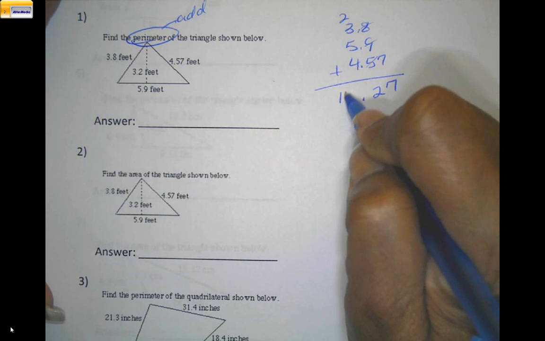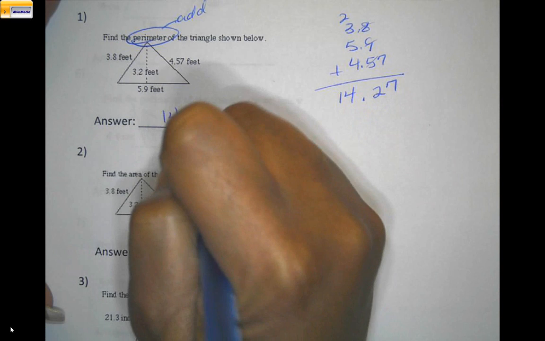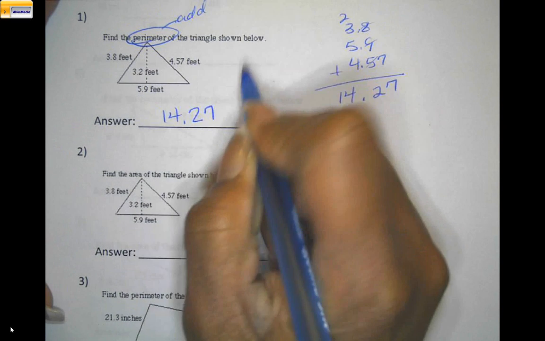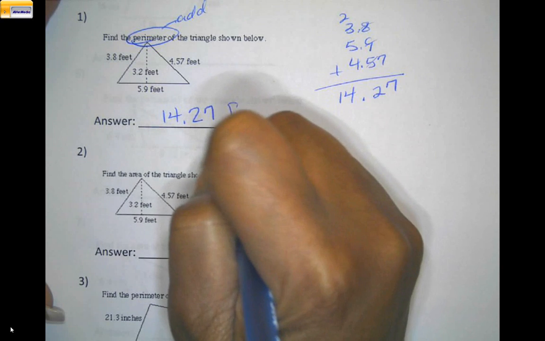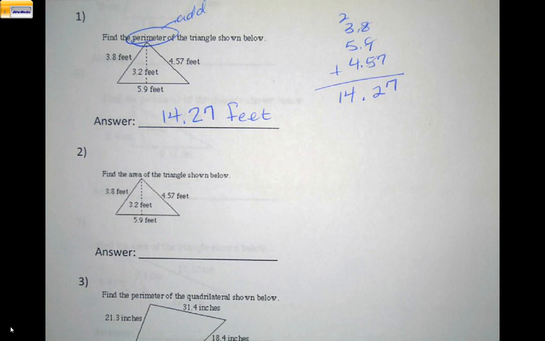So what did you guys get? 14.27? 14.27 what? What's the units? No, just feet. It's linear because it's perimeter. Okay? So when it says perimeter, I know I'm just going to add.